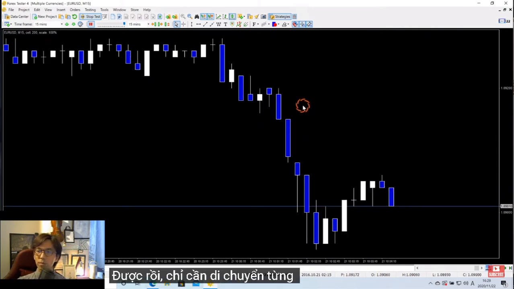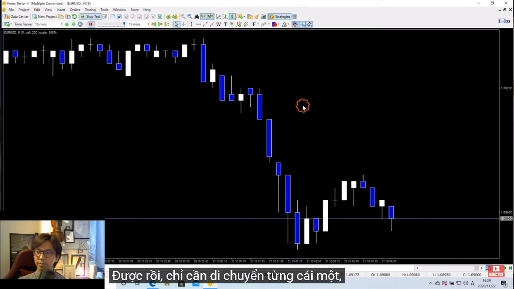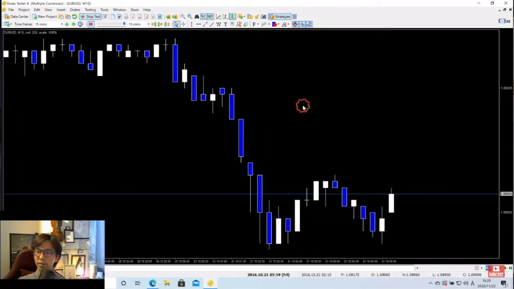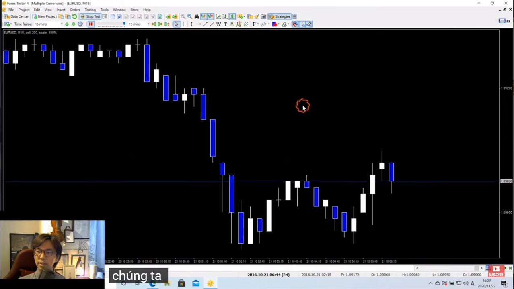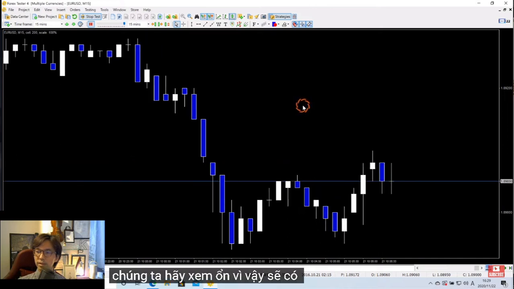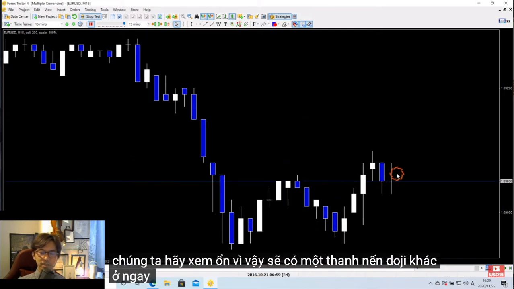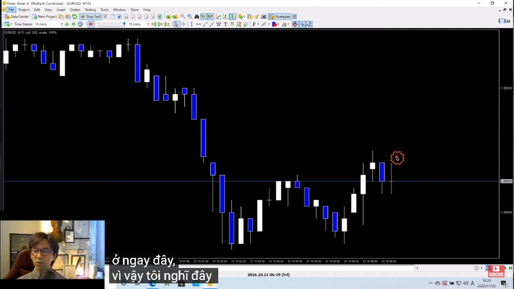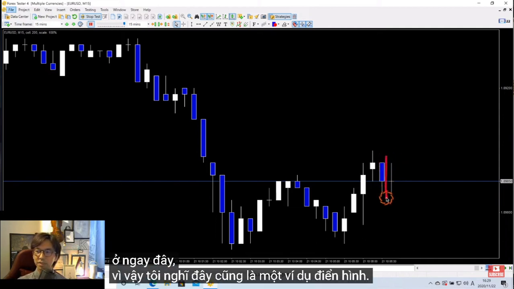Okay, just moving one by one. Let's see. Okay, so there's another doji candlestick right here. Okay, so I think this is a good example too.